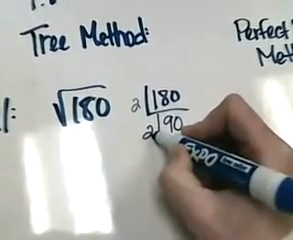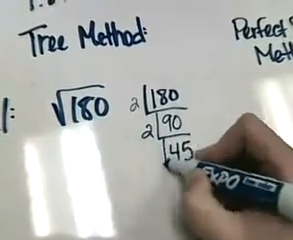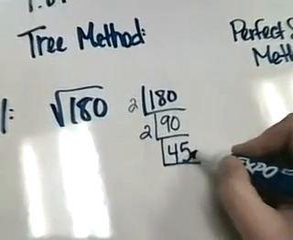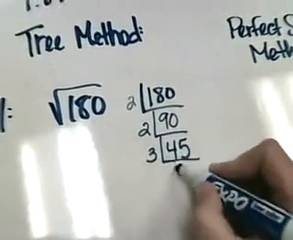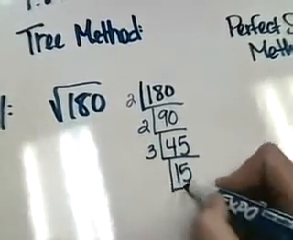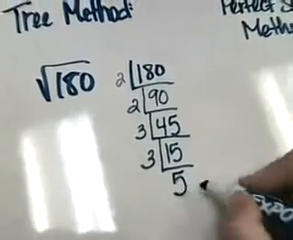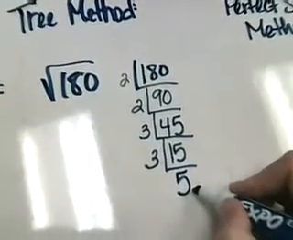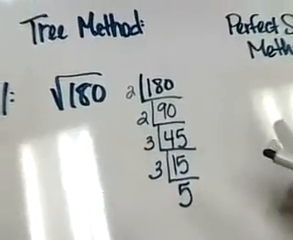Smallest number I can take out of 90 is 2. That leaves me with 45. Smallest number I can take out of 45, well, I can't take 2 out, but I can take 3 out. 45 divided by 3 gives me 15. Smallest number I can take out of 15, I can take 3 out, and that leaves me with 5. 5 is prime. Now since I'm dealing with a square root here, I'm looking for groups of 2 numbers.